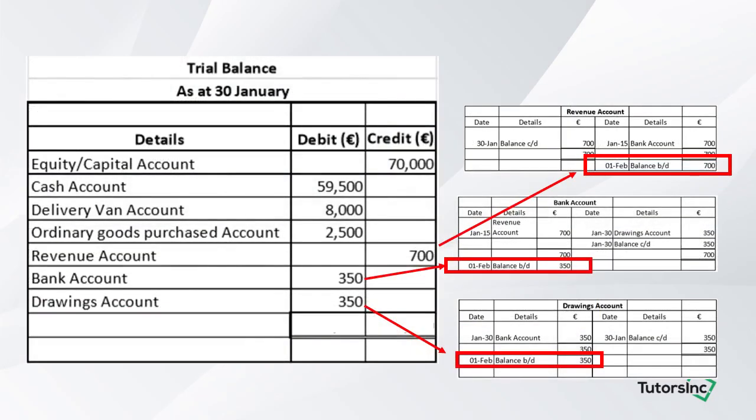So now we have entered the remaining accounts into the trial balance. As you can see, the revenue account balance has been entered on the credit column of the trial balance as the balance BD of this account was on the credit side of the ledger account. Similarly, for bank account and drawings account, the value was entered on the debit column because the balance BD was on the debit side of the ledger accounts.